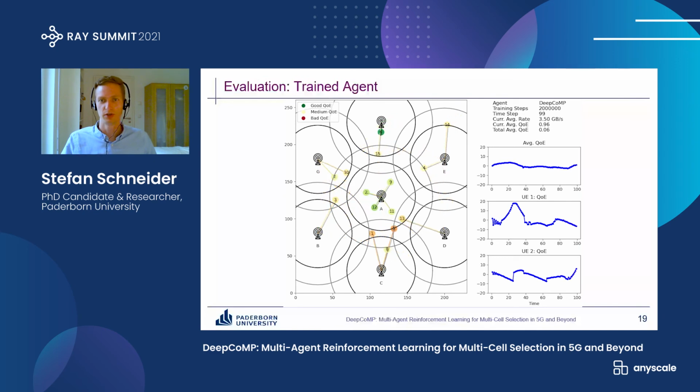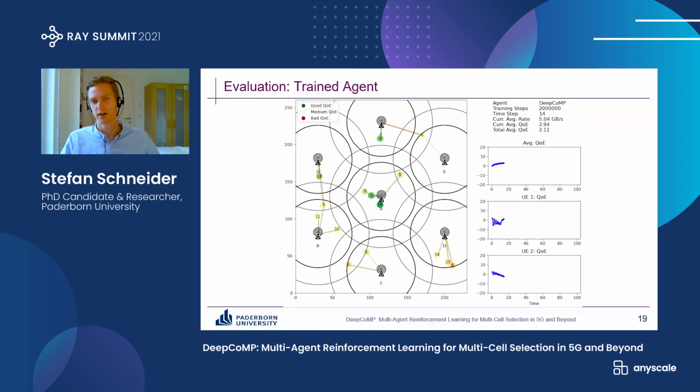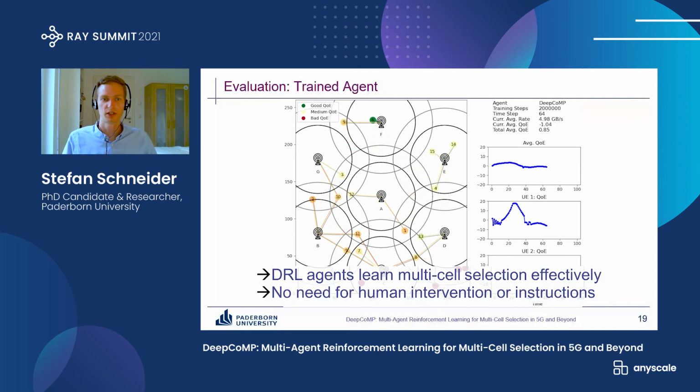And the average QoE here is in the end a lot higher than in the beginning, quite good and very stable. And so overall, our DRL approaches learn multi-cell selection very effectively, and they don't need any human intervention or instruction or expert knowledge. I think that's a big advantage over existing approaches.